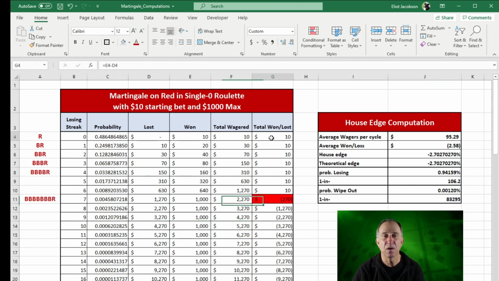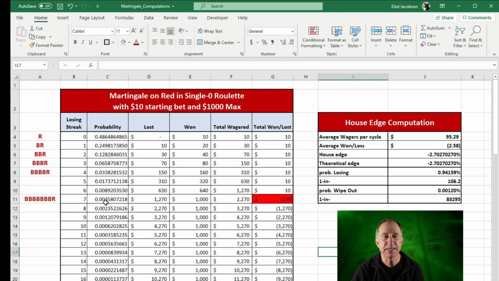Now, how about our total won or lost? Well, that's easy enough. How much did you win or lose? Well, here's how much you lost and here's how much you win. And so if you simply do a subtraction, I won 10 and lost 0, so my net is 10. I won 20 and lost 10, my net is 10. And you notice here, as long as we're in the middle of this martingale, as long as we haven't reached the table limit, I'm always just winning that one unit at the end as predicted.